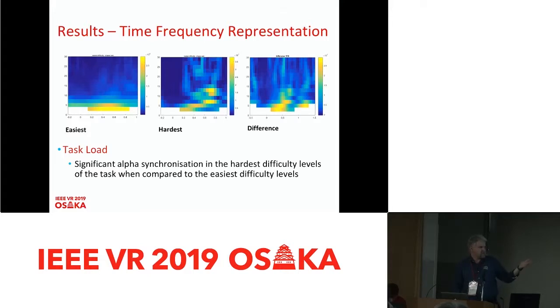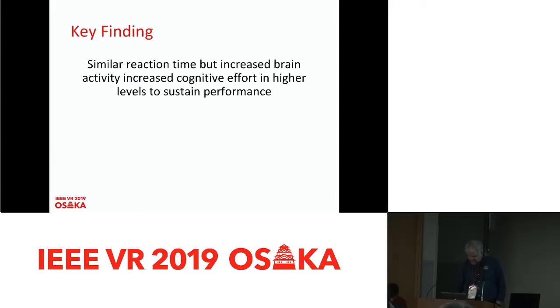So what we found was that we were getting significant differences in the amount of brain activity, even though the performance time was staying the same. So that was the key finding, that we have a similar reaction time, but we're able to increase brain activity and people had to think or work harder to achieve the same level of performance.